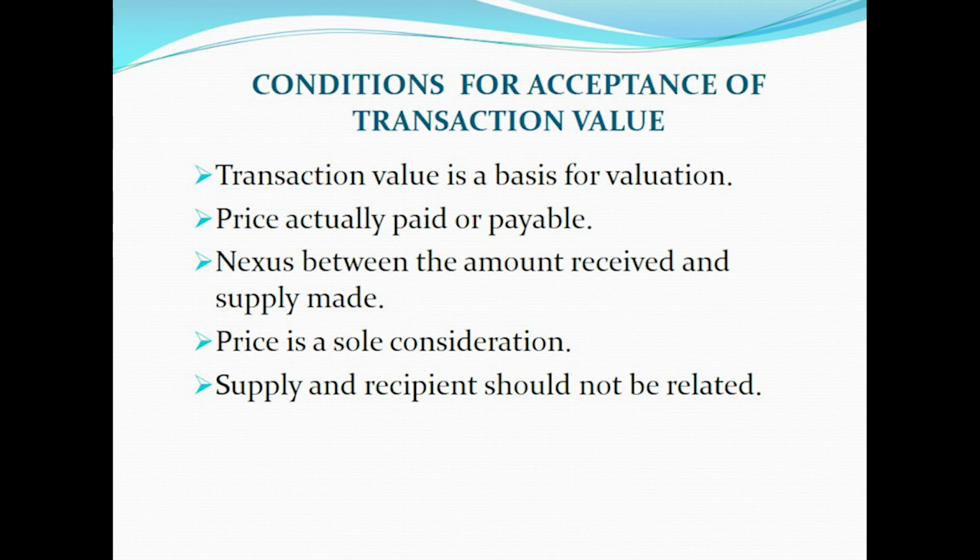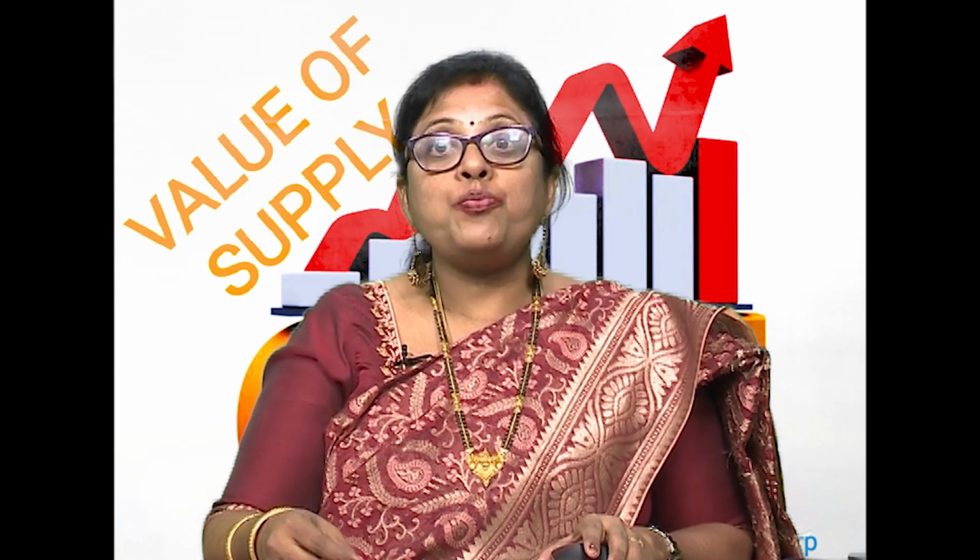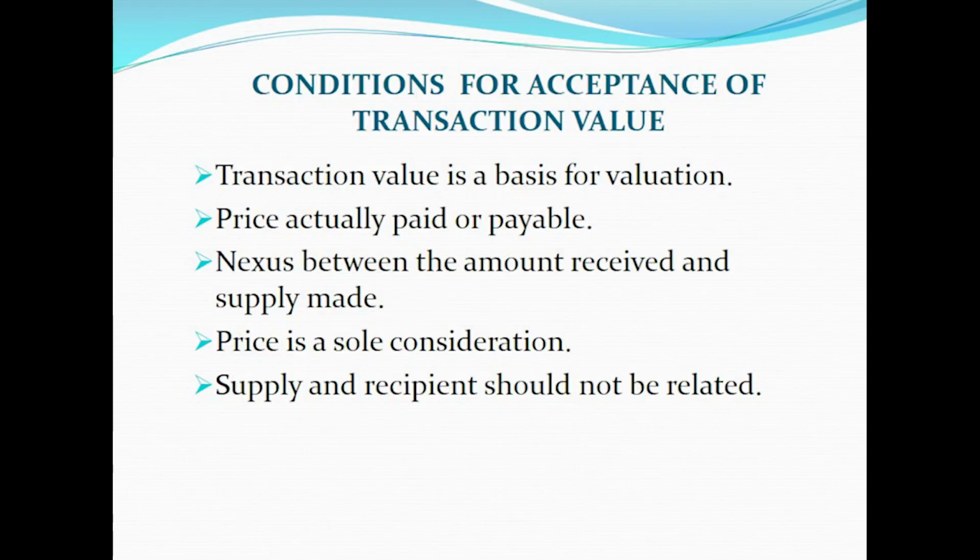Second important condition: price actually paid or payable. This simply means any amount which has been paid or is payable depending upon the contract entered into between the supplier and the recipient as per the agreement. The third important condition for the acceptance of transaction value is nexus between the amount received and supply made. That means the supply made must be related and connected to the amount received.